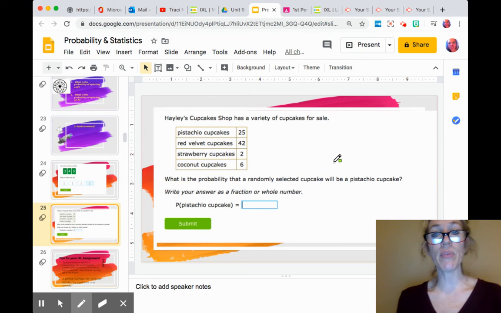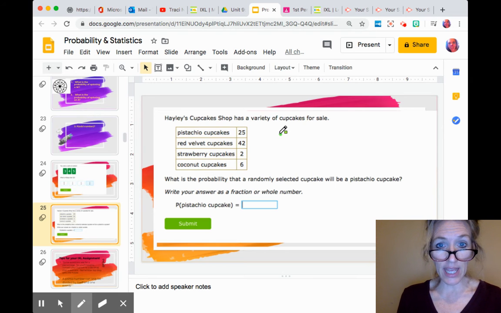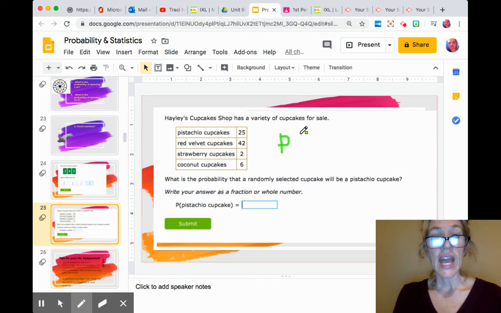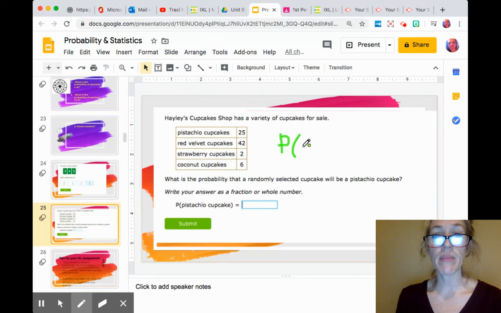All right, example number 5 looks like this. As you progress through your IXL lesson, you'll start seeing tables. To find the probability of this, you simply need to have a scratch piece of paper beside you, and it's asking you in this question, how many of the cupcakes in the table listed above are pistachio? So I'm going to write PC for pistachio cupcake, like this.